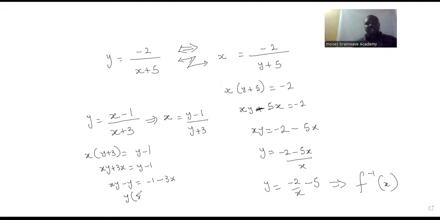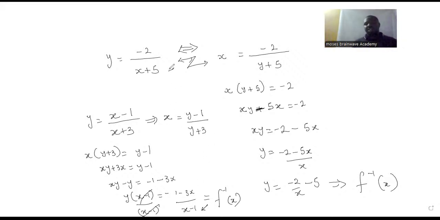I'll be left with y times x minus 1 is equal to minus 1 minus 3x. I can divide both sides by x minus 1. So this is going to go with this, and automatically this becomes my f prime of x. How cool is this?